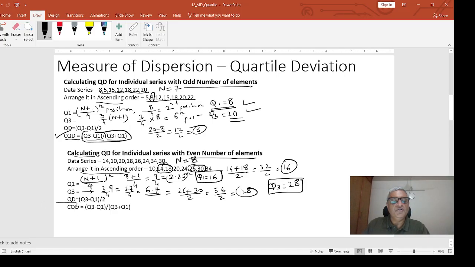Now you know the formula of QD. QD is Q3 minus Q1 divided by 2. So I suggest you calculate Q3 minus Q1 divided by 2 and reply with the answer for both QD and CQD in the comment box. I will go through it, and if it's correct, I will respond back. Thank you so much. Let's move on.